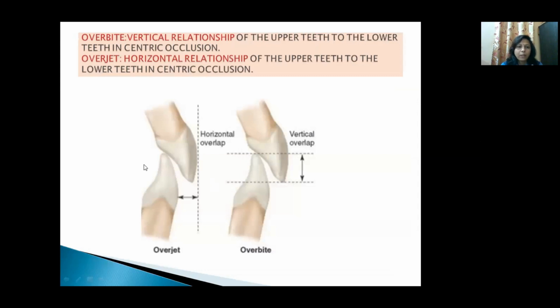Coming to the relationship of teeth within the arches, that is overbite and overjet. Overbite is the vertical relationship of the upper teeth to the lower teeth in the centric occlusion, whereas overjet is the horizontal relationship. Sorry, this is overjet and overbite. Overjet is the horizontal relationship of the upper teeth to the lower teeth in the centric occlusion.